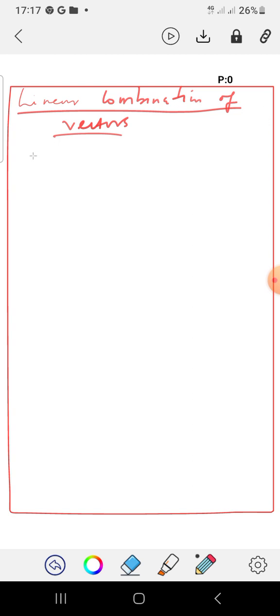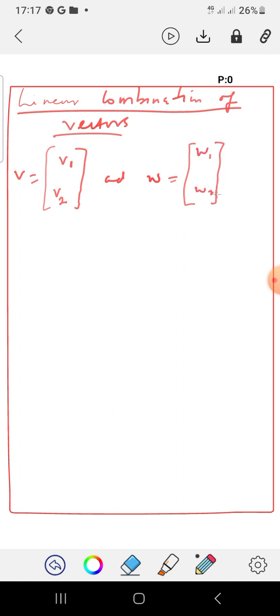So let's say this is a vector 1. Most vectors will be column vectors; we'll be dealing with column vectors mostly. In fact, let's say this is V1 and this is V2. And this is omega vector, which is omega 1, omega 2, or W1, W2. Then we can add the two.